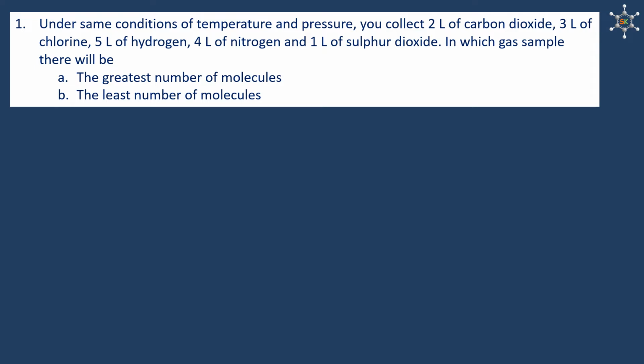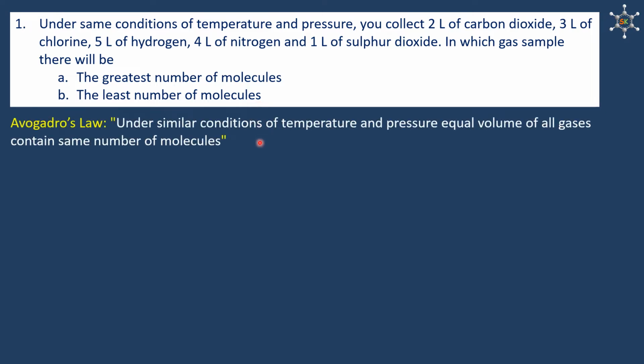Under same conditions of temperature and pressure, you collect 2 liter of carbon dioxide, 3 liter of chlorine, 5 liter of hydrogen, 4 liter of nitrogen and 1 liter of sulfur dioxide. In which gas sample there will be the greatest number of molecules, and in which gas sample there will be least number of molecules? We know that this can be addressed by using Avogadro's law, which states under similar conditions of temperature and pressure, equal volume of all gases contain same number of molecules.